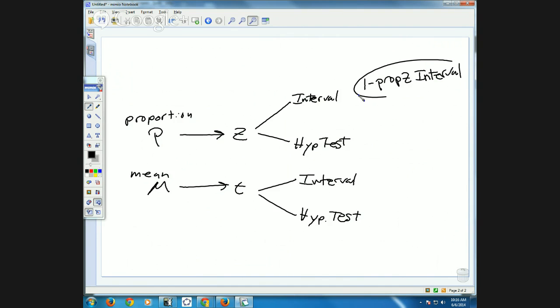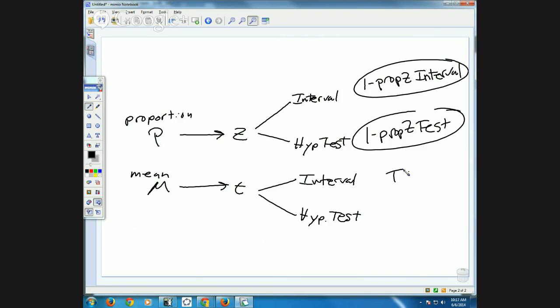So that's the shortcut button on the calculator. If we're doing a hypothesis test, then it's a one proportion z test. If you're working with means and it's an interval, then it's just a t-interval. If it's mean and you're working with hypothesis testing, then it's just a t-test that you would whip out.